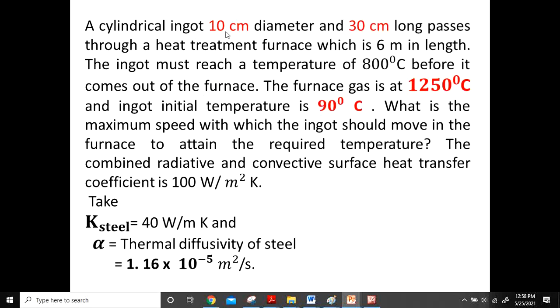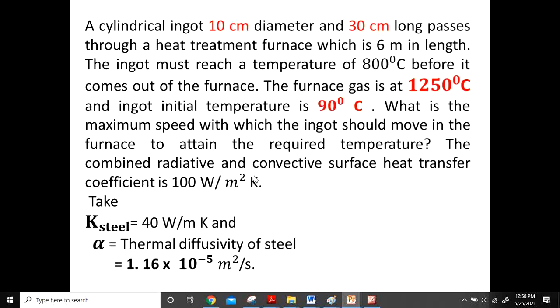A cylindrical ingot of 10 centimeter diameter and 30 centimeter length passes through a heat treatment furnace that is 6 meter in length. The ingot must reach a temperature of 800 degrees Celsius when it comes out of the furnace. The furnace gas is at 1250 degrees Celsius and the ingot's initial temperature is 90 degrees Celsius. What is the maximum speed with which the ingot should move in the furnace to attain the required temperature?